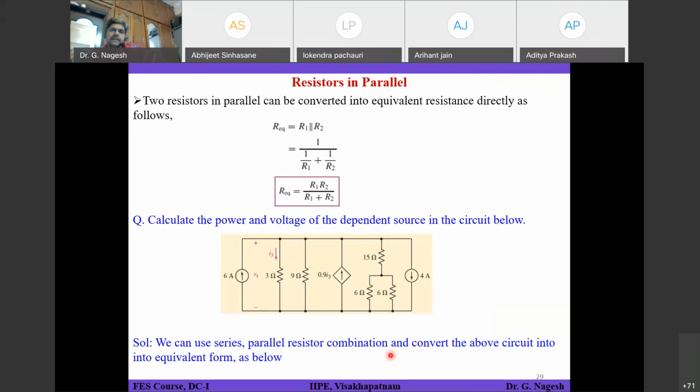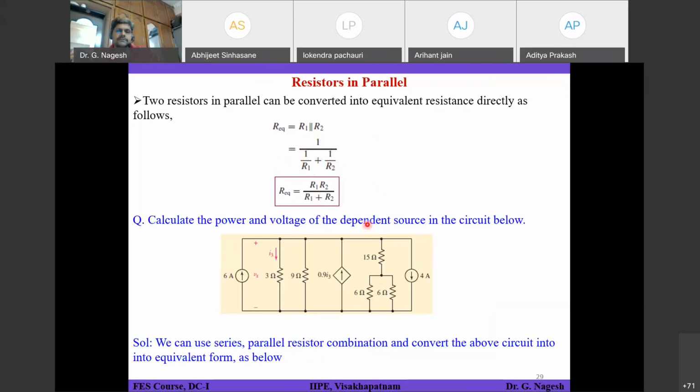Let's consider there are only two resistors. In the same example, we are considering only two resistors instead of n resistors. So 1 by R equivalent is equal to 1 by R1 plus 1 by R2, or R equivalent is R1 in parallel with R2. So R equivalent will be 1 whole divided by 1 by R1 plus 1 by R2. That is nothing but R equivalent is equal to R1 R2 by R1 plus R2. If you solve this, you will get this format.